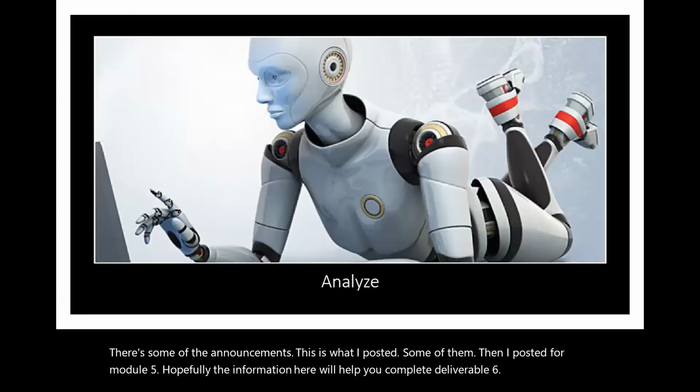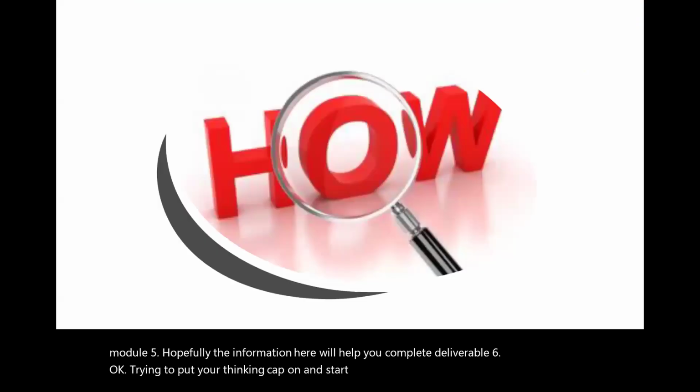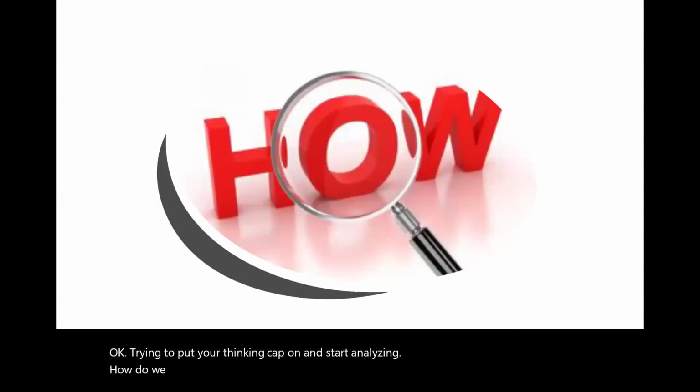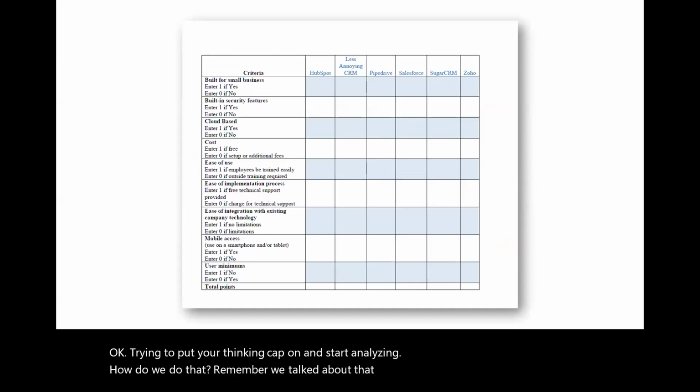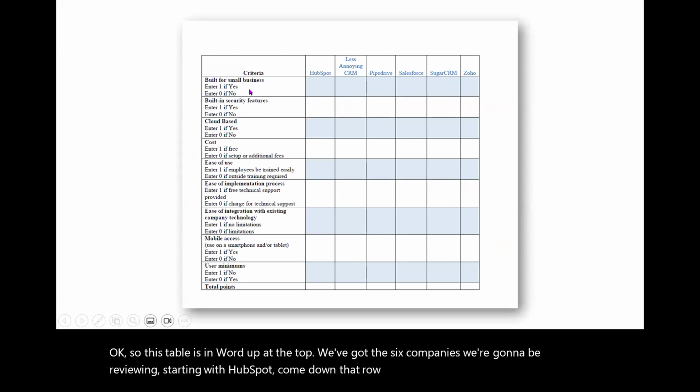Okay, time to put your thinking cap on and start analyzing. How do we do that? Remember we talked about that table? Well, here it is. So this table is in Word. Up at the top, we've got the 6 companies we're going to be reviewing. Starting with HubSpot, come down that row. Look at the first item.